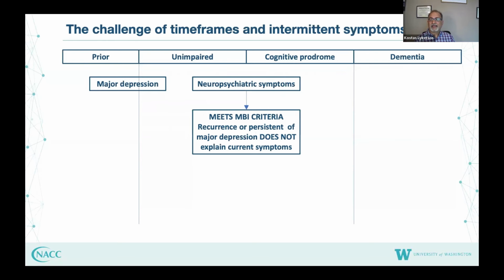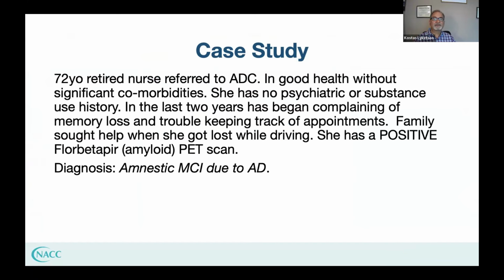Because, and you'll see a case example, there are situations where it doesn't fit the idea that this is a recurrence of this person's typical depressive disorder. So they have major depression, they have neuropsychiatric symptoms during the period of interest, but they also meet MBI criteria because either all or part of the neuropsychiatric symptoms are not fully or adequately explained by the major depressive disorder. So let's get into a case study.